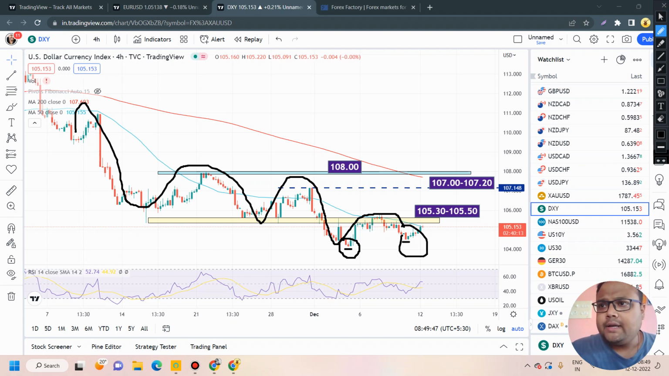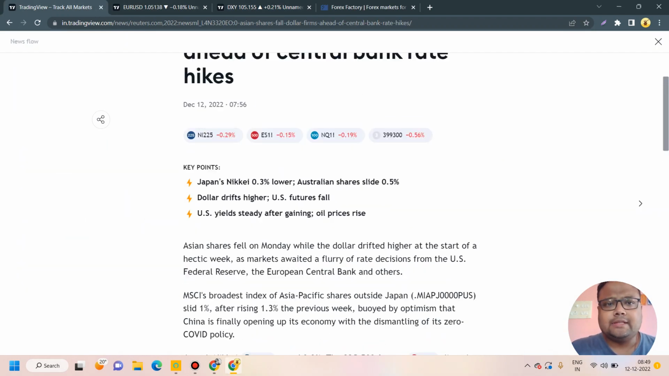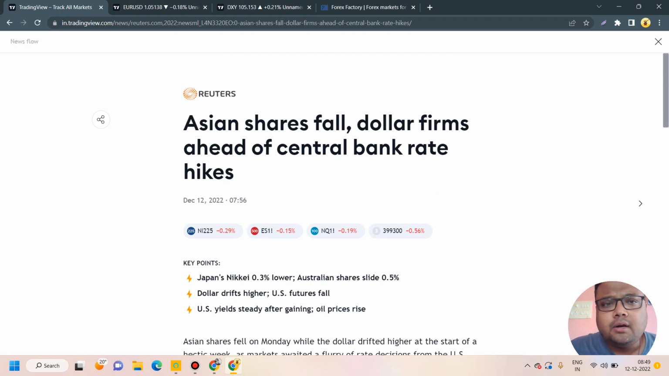And if we look at the news of Euro Dollar, then we can see that Asian shares fall, dollar firms ahead of central bank rate hikes. Yes, it's all about CPI and the Fed's meeting this week. So as a result, I think that there will not be any sharp trend reversal on the chart of Euro USD or any other USD pair, because all eyes are on CPI and the Fed's meeting.